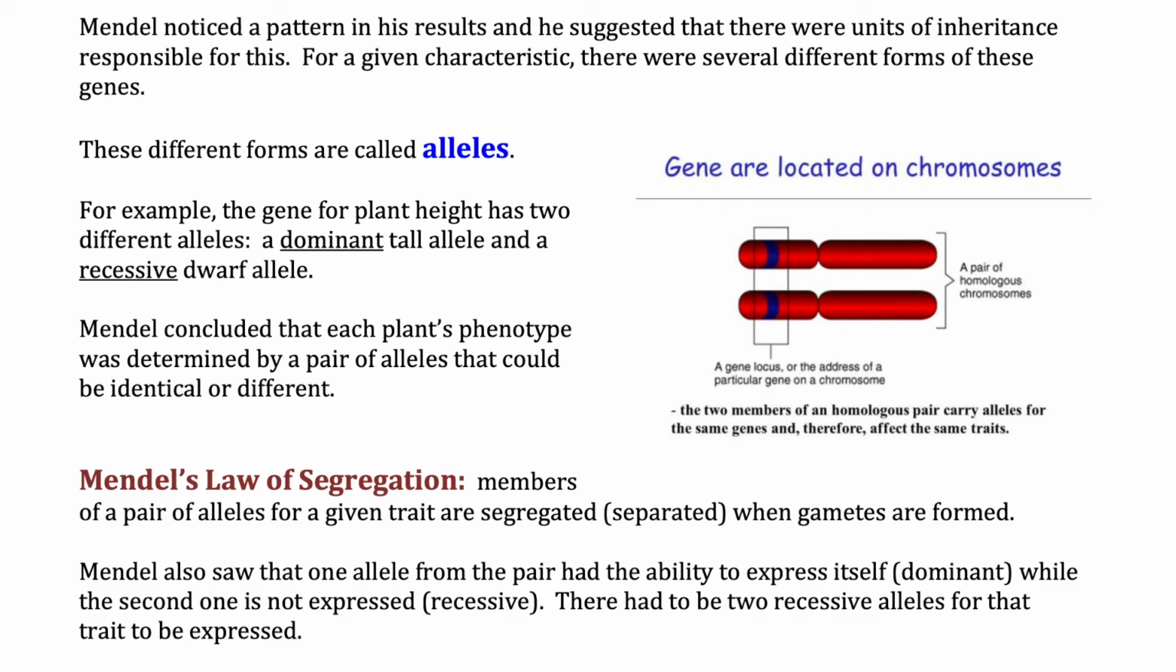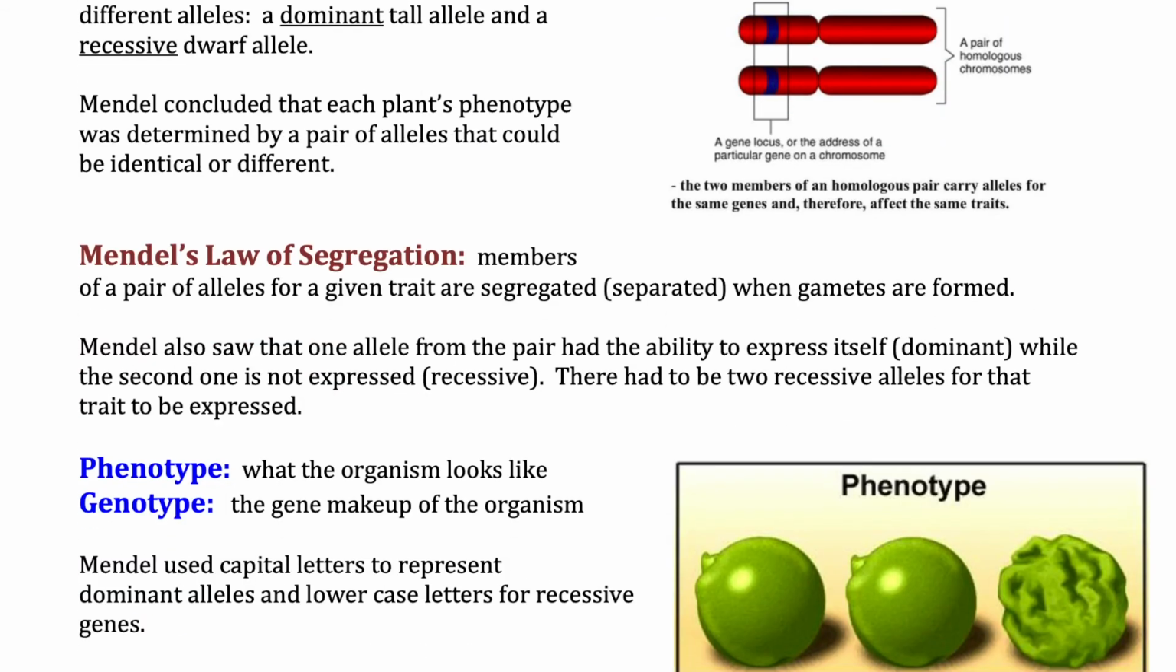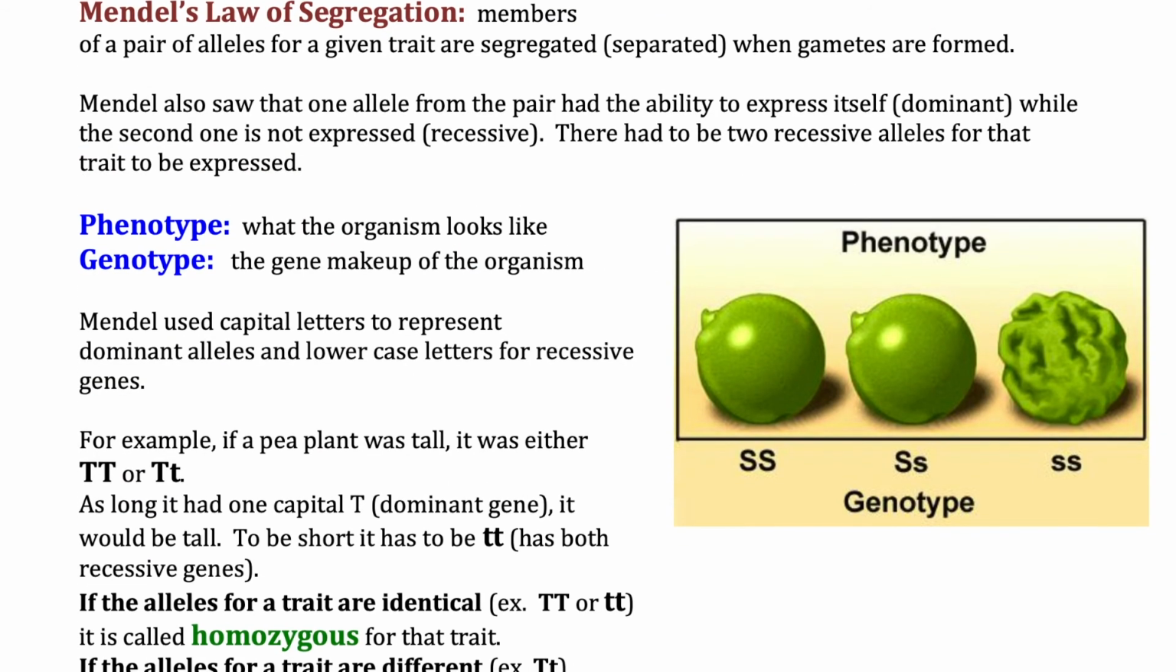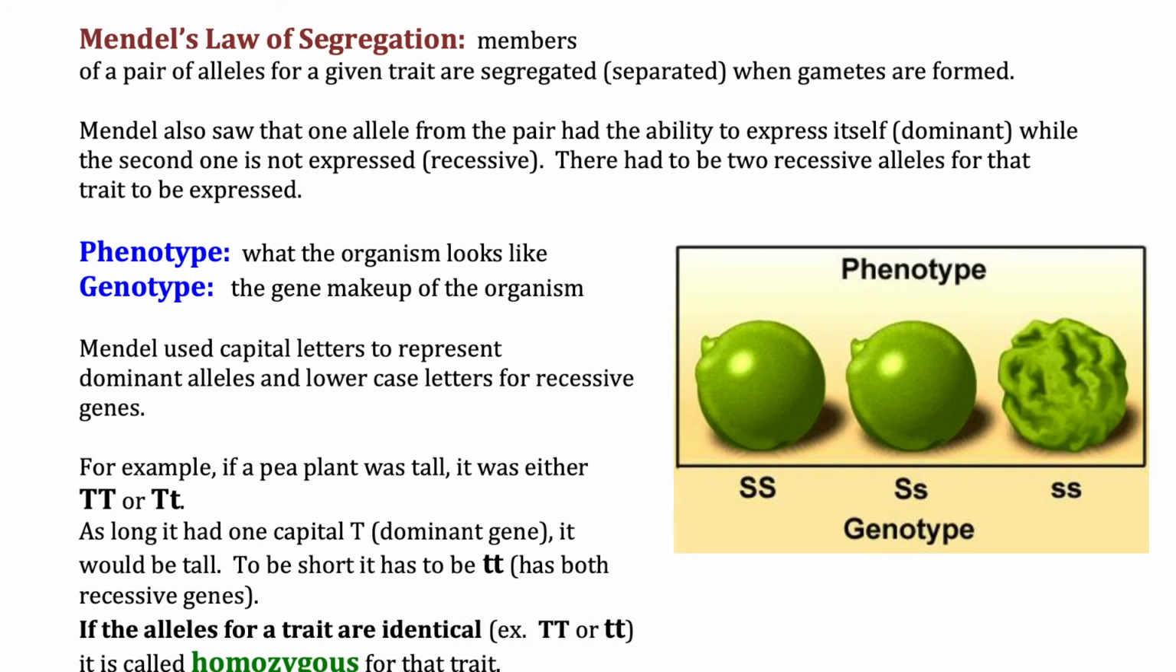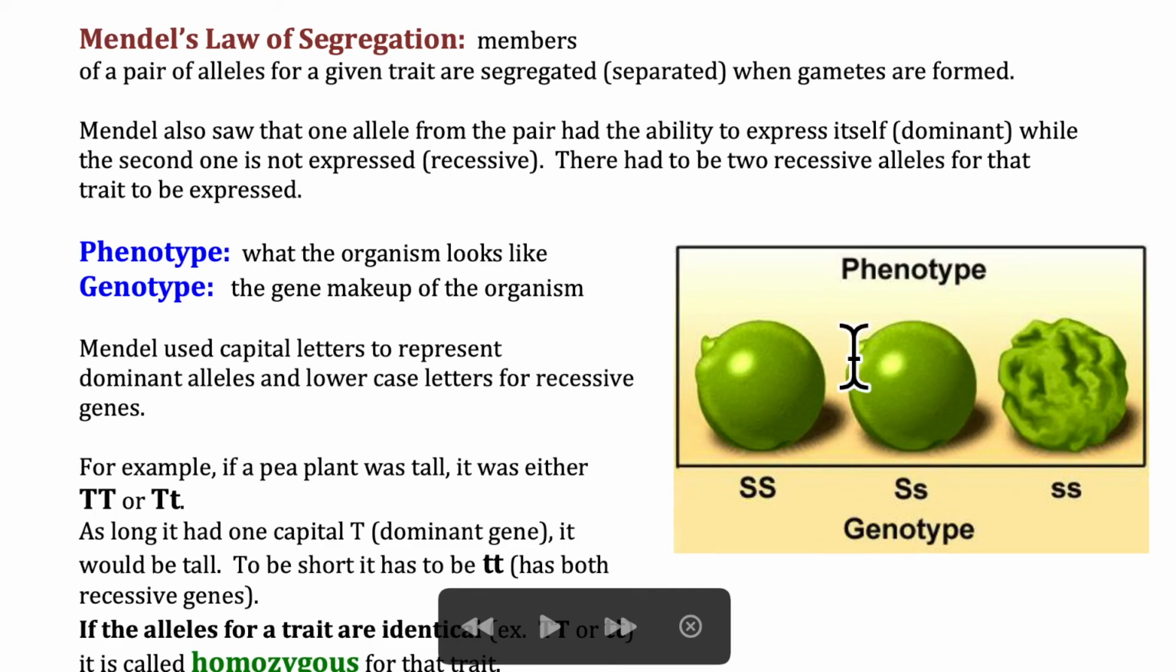The two members of a homologous pair carry alleles for the same genes, and therefore they affect the same traits. Mendel's law of segregation: members of a pair of alleles for a given trait are segregated, separated, when gametes are formed. Mendel also saw that one allele from the pair had the ability to express itself, it is dominant, while the second one is not expressed. It is recessive.